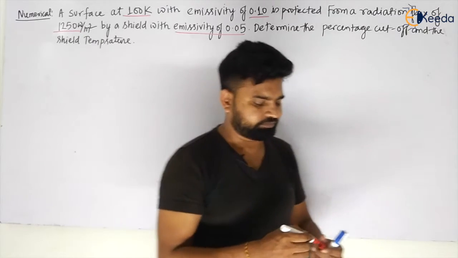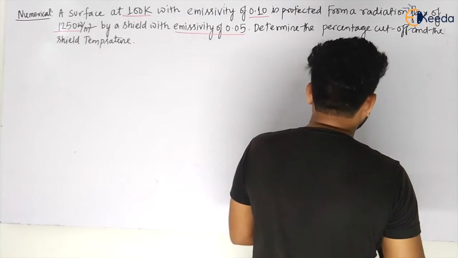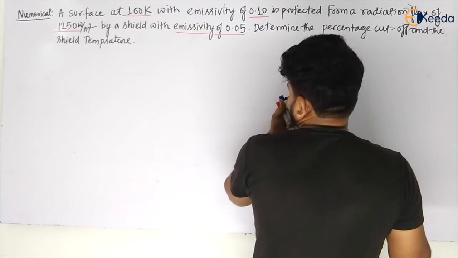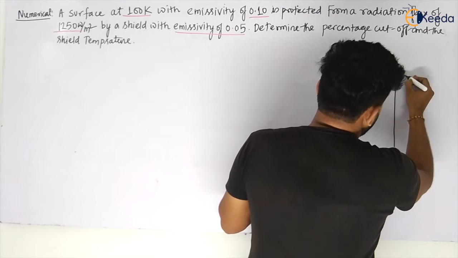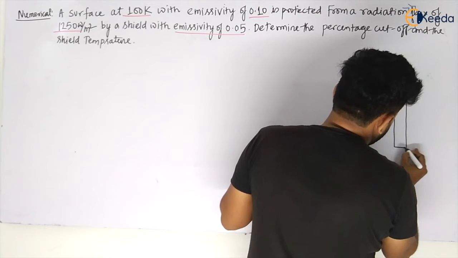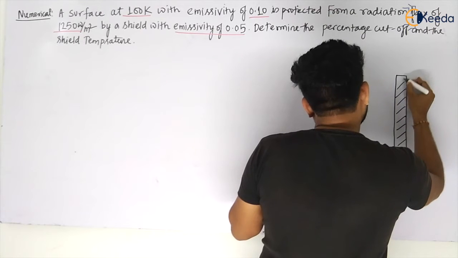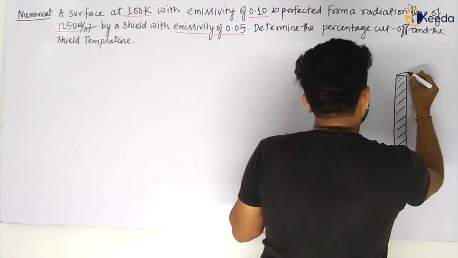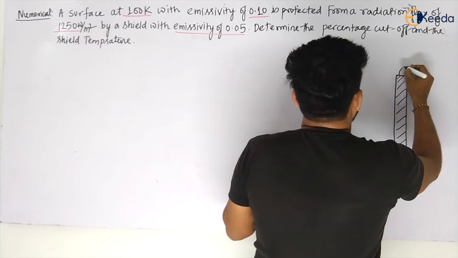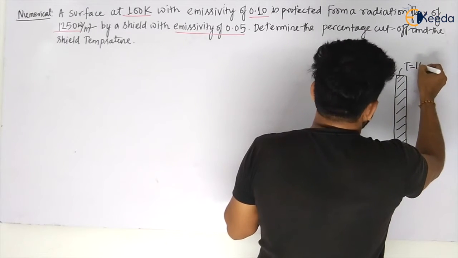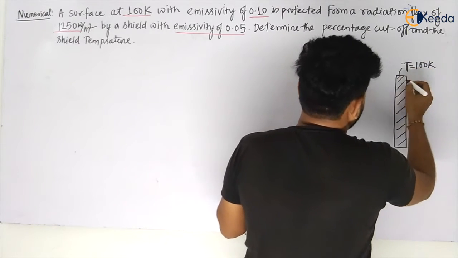Let us see. So what he has given? He has given a surface, my dear students. So let us say this surface is at some temperature, that is T is equal to 100 Kelvin.